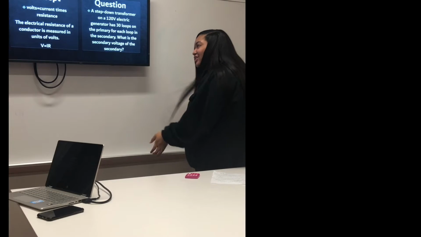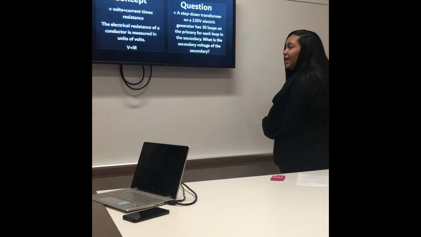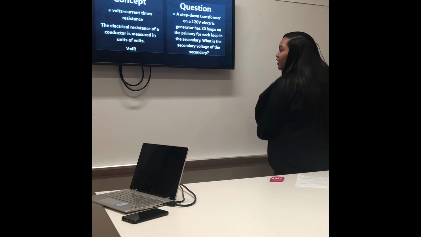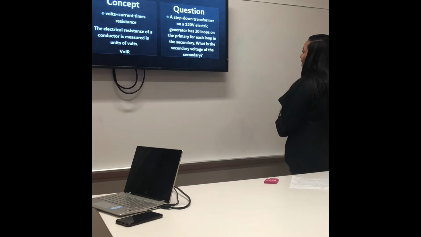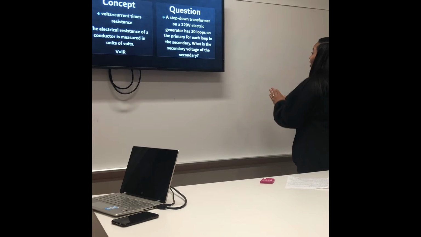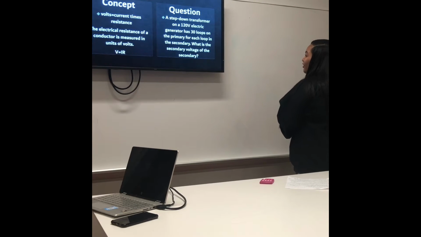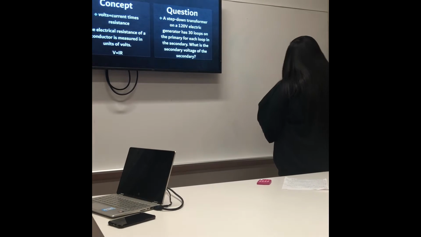Thank you. So my concept for this one is volts equal current times resistance, and that the electrical resistance of a conductor is measured in the units of ohms. And my question is, a step-down transformer on a 120 volt electric generator has 30 loops on the primary for each loop in the secondary. What is the secondary voltage?